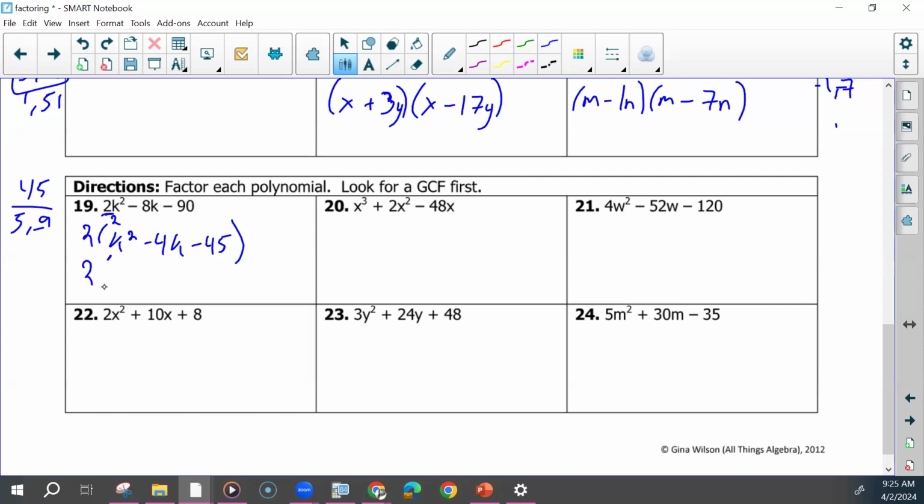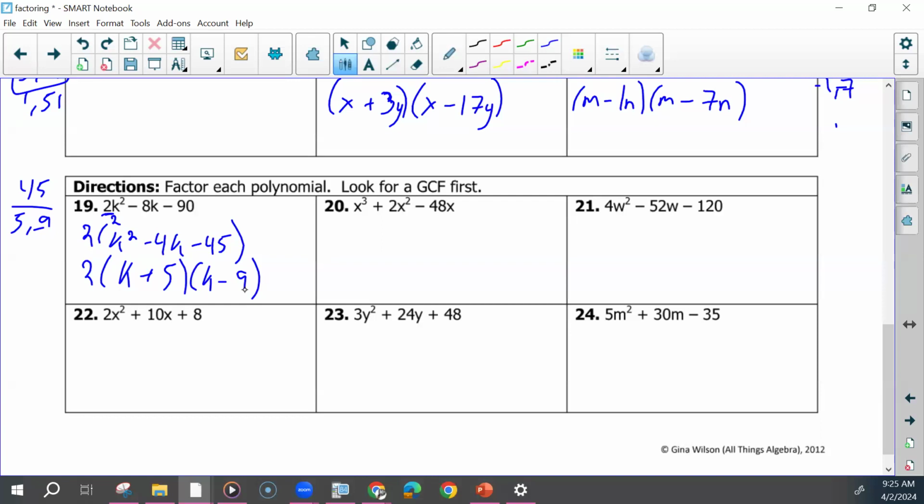So we would bring down that GCF on the outside, and then our two factors, we have k plus 5 and k minus 9. Any questions there? Let's look at number 20.